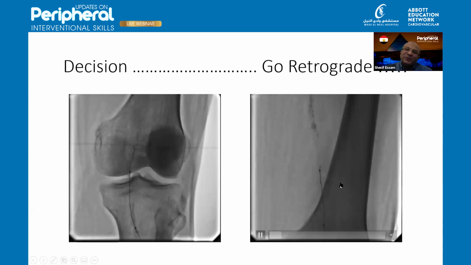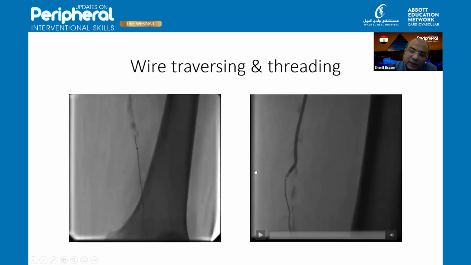So the decision was to go retrograde. As I mentioned, before the procedure we were deciding to go retrograde through the anterior tibial artery. Here you can see the support catheter and an 018 wire trying to find its way from down upwards through the heavily calcified lesion. Just gently, the wire is trying to find the transluminal side. And this is the threading of the wire through the Bernstein catheter.